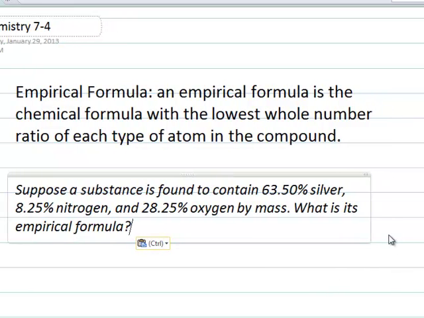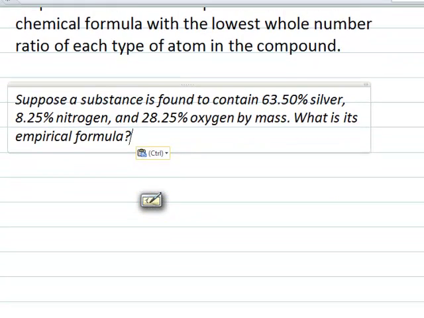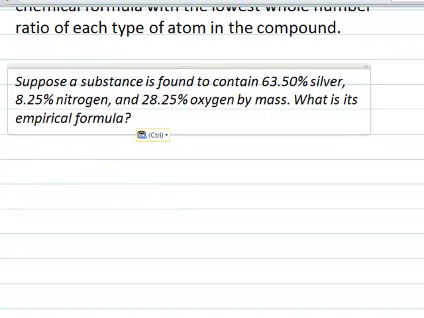We are given this data. Suppose a substance is found to contain 63.50% silver, 8.25% nitrogen, and 28.25% oxygen. What is the empirical formula?